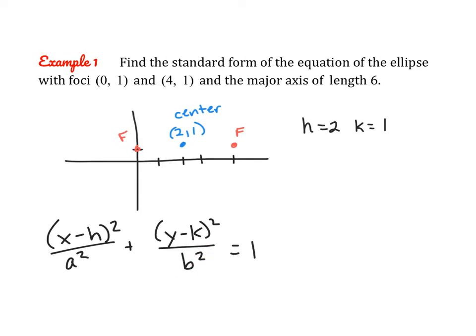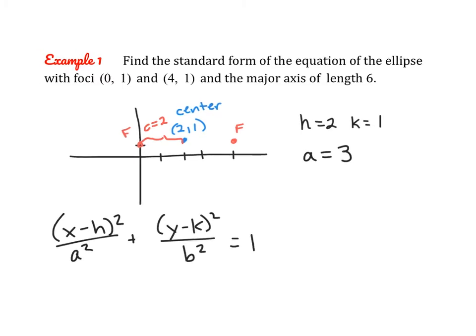So to find a, well, that's easy because they give us the length of the major axis. So the total length is 6, which means that our a value is going to be half of that, which is 3. So you might notice that we still need to find our b value, but they don't tell us anything about the length of the minor axis. However, what we can see here is that this c value is going to be the distance from our focus to the center. And I can see that our c value is going to be 2.